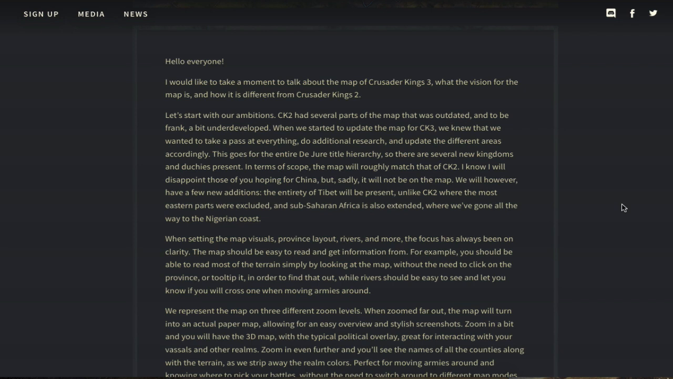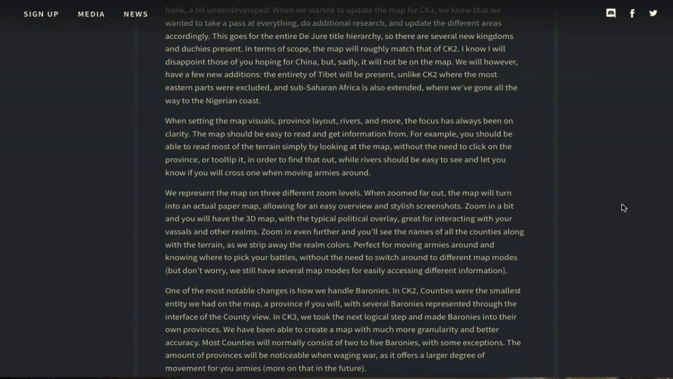The entirety of Tibet will be present, unlike CK2, where the most eastern parts were excluded, and sub-Saharan Africa is also extended, where we've gone all the way to the Nigerian coast. Excellent. Big map, big game.